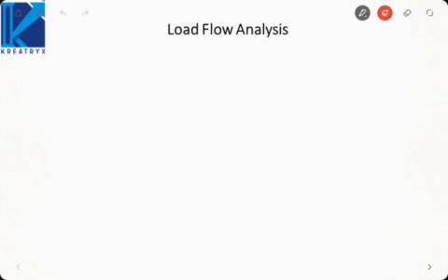Hi guys, in this lecture we will be starting with the load flow analysis. So first of all, the question that comes to mind is what is meant by load flow analysis. Basically, load flow analysis is a process by which we wish to determine the voltages at each and every bus of the power system. So we wish to calculate the voltage magnitude at each bus, the voltage phase angle at each bus, as well as the real and the reactive power flow in the transmission lines. So it is basically a steady state solution of the power system.